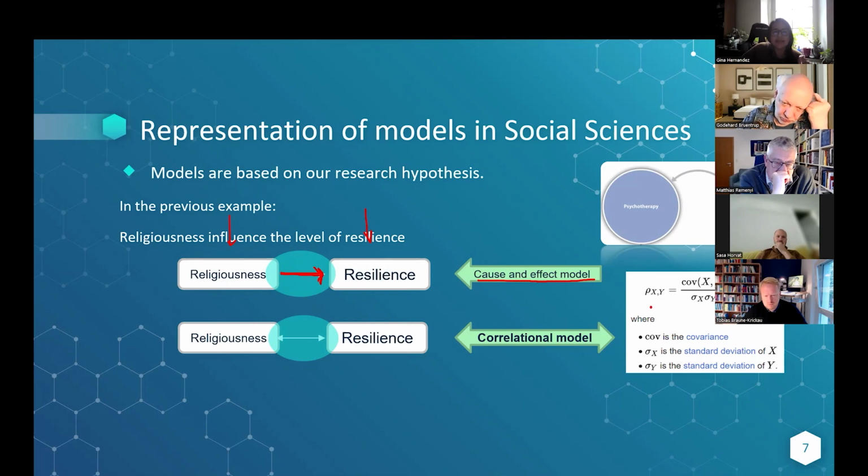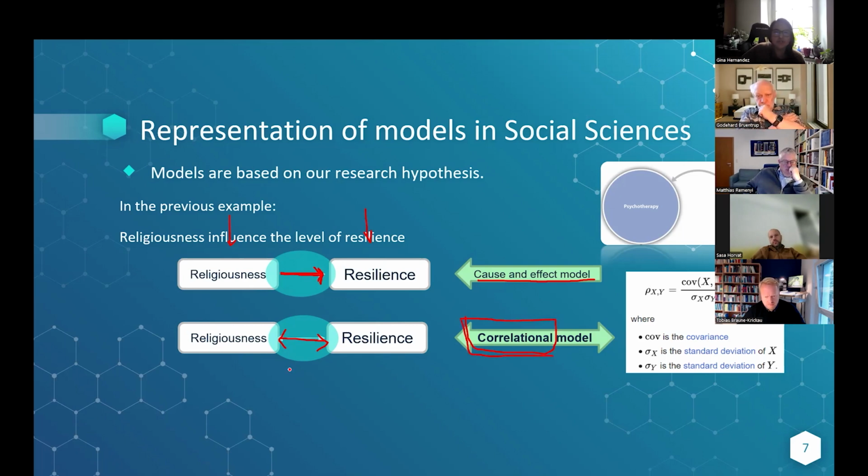However, if I want to talk about a relationship going in two directions, it can be possible that religiousness will influence the levels of resilience, but also the other way. Maybe being resilient will lead you to be more religious. So this is a different model. This is a correlational model, right? So I have to use a correlation in order to test this model.